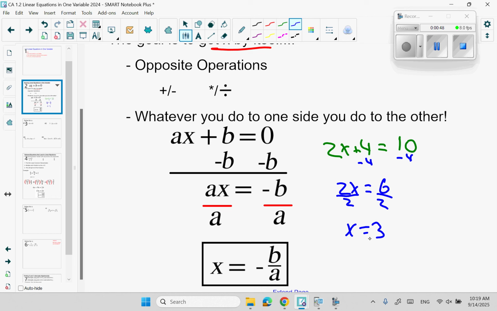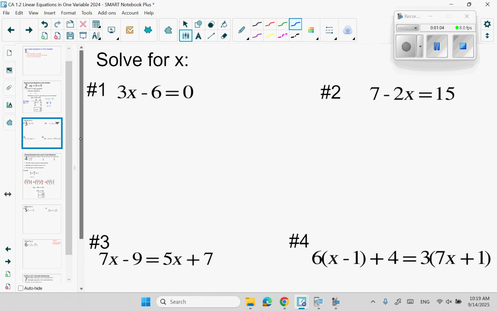The weird thing about this is sometimes you're kind of going in the reverse of PEMDAS. So it can kind of feel like undoing things. You're going backwards in order of operations, but yeah, it's all good. So, for example, we have 3x minus 6 equals 0. Well, we want to add 6. 3x equals 6. Divide by 3. x equals 2.